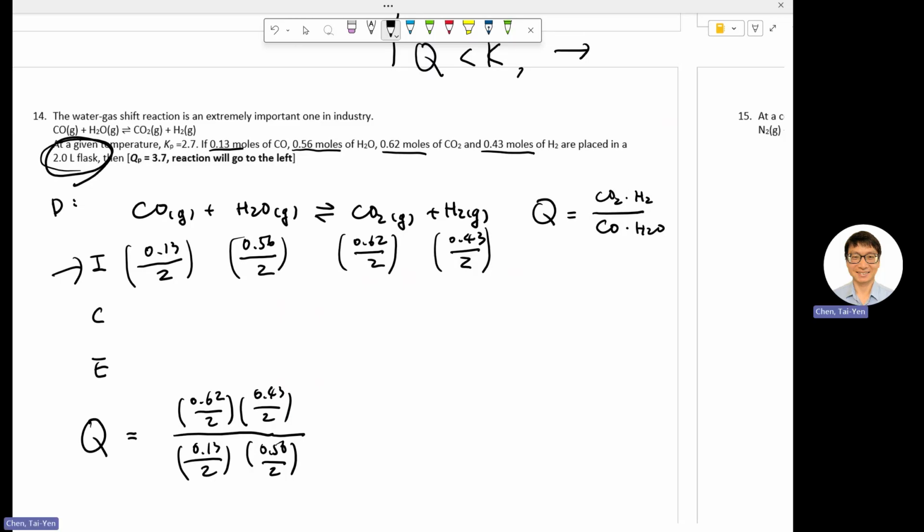Any questions so far? No questions? I have a question for you. Is the Q QC or QP? QC, right? Therefore, you want to compare it to KC. You cannot just compare this number to the KP, so they are different things.